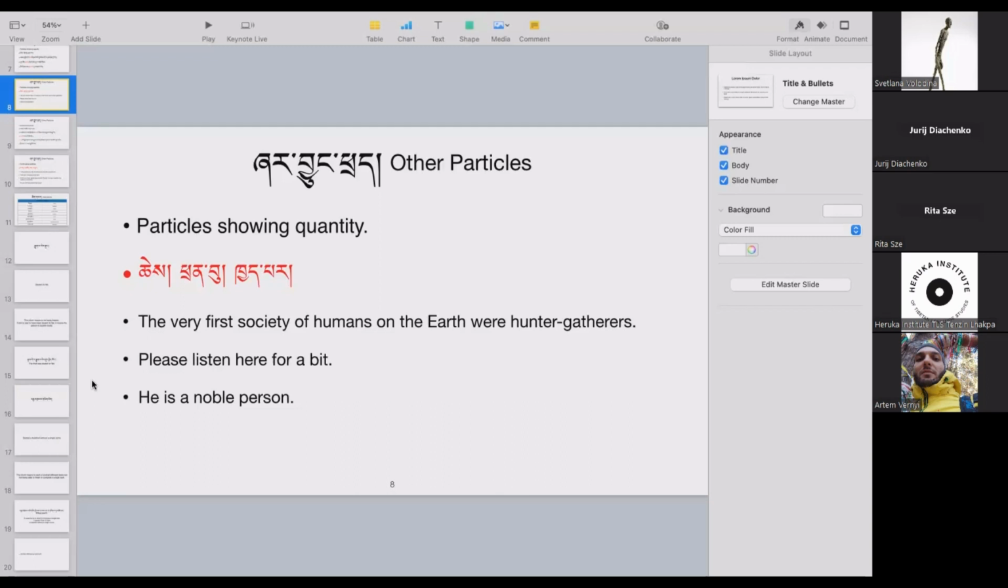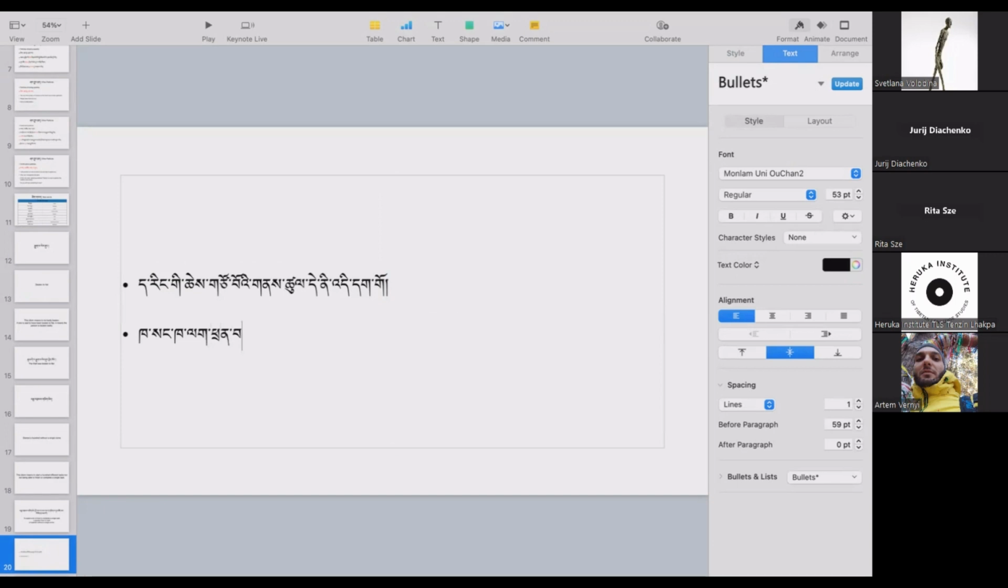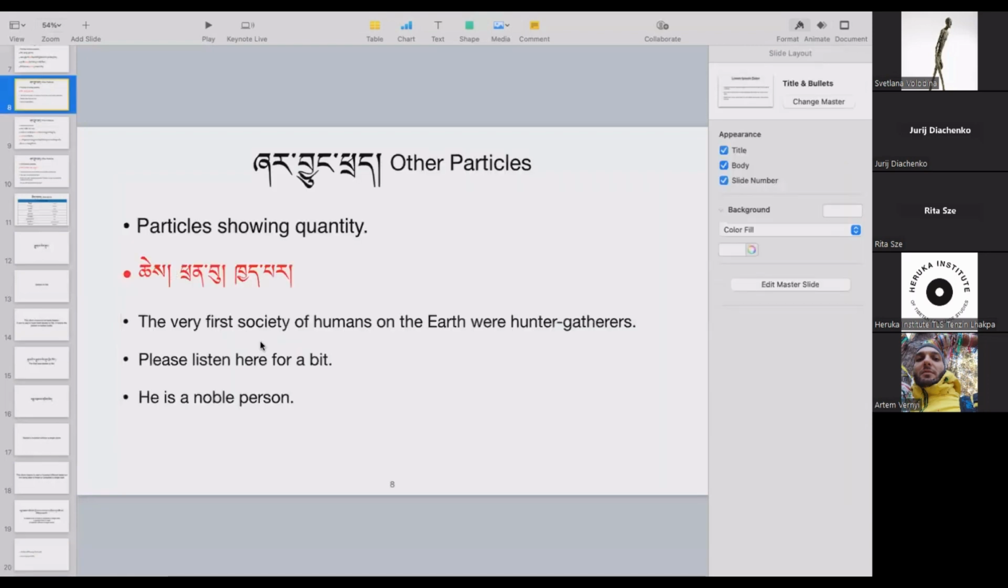Kasang kala chenbu se chesong, which means yesterday I have eaten a bit much. So yesterday I have eaten a bit much, meaning that I have eaten a little more than what I was capable of.